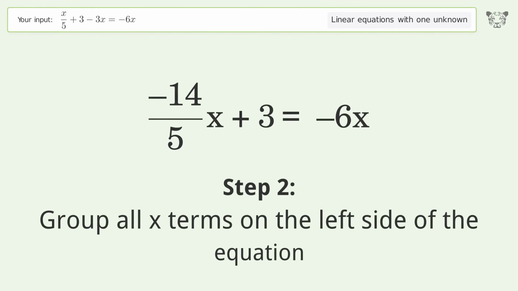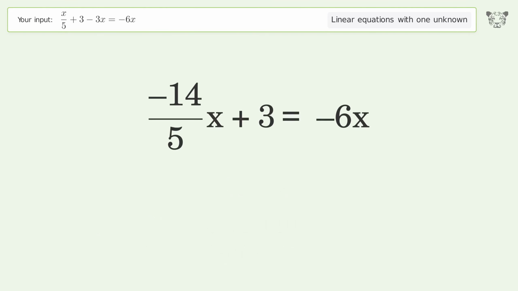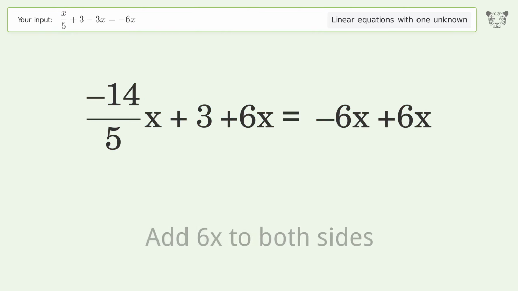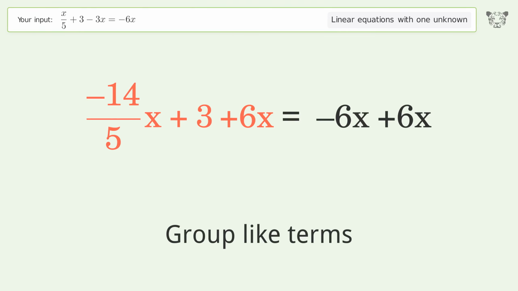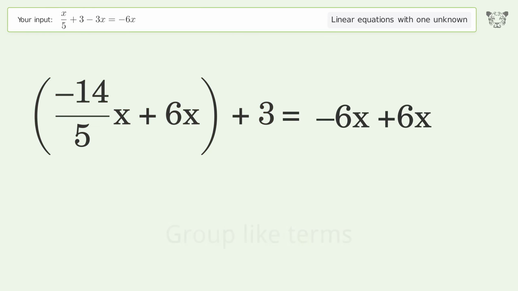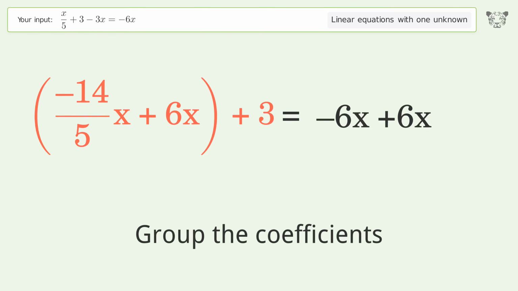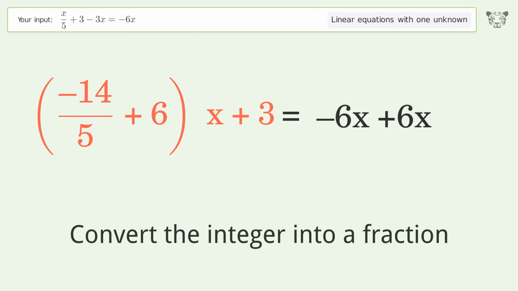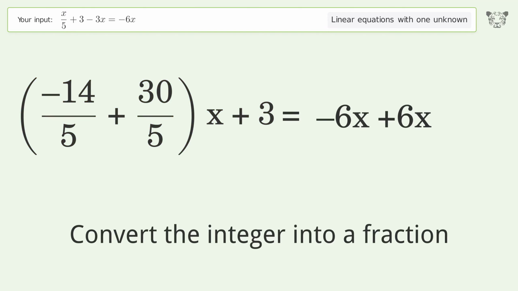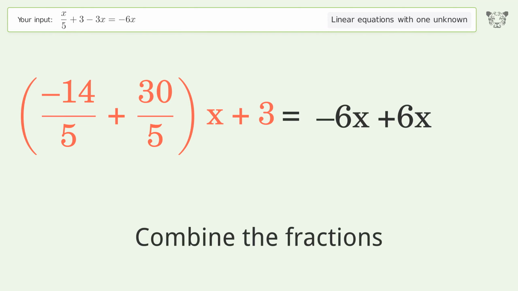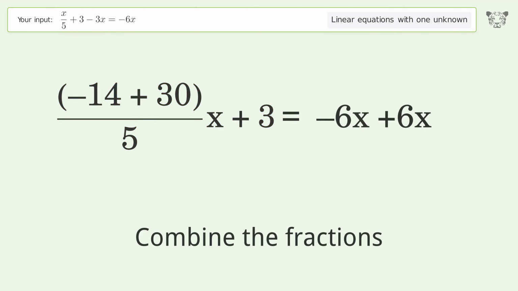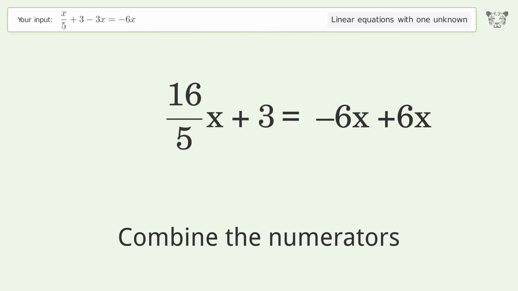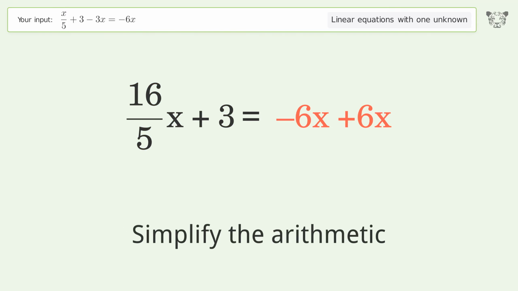Group all x terms on the left side of the equation. Add 6x to both sides. Group like terms. Group the coefficients. Convert the integer into a fraction. Combine the fractions. Combine the numerators. Simplify the arithmetic.